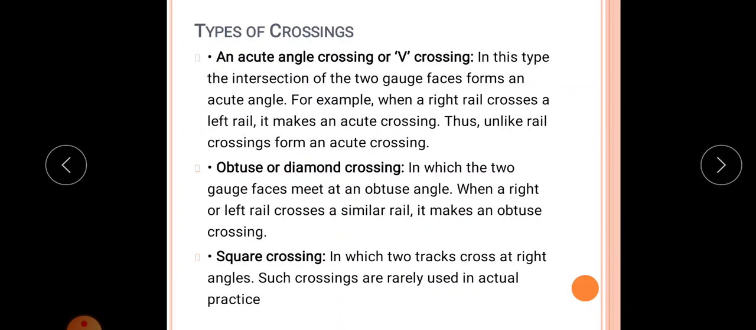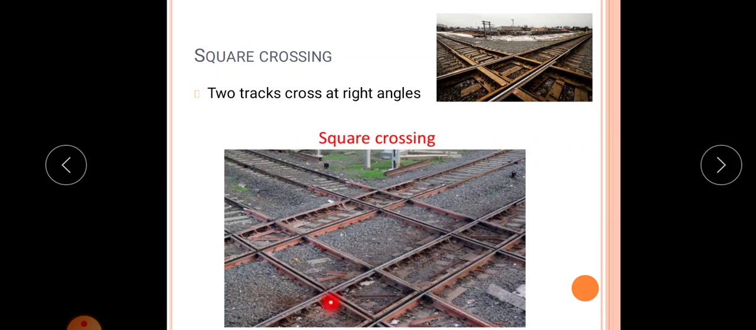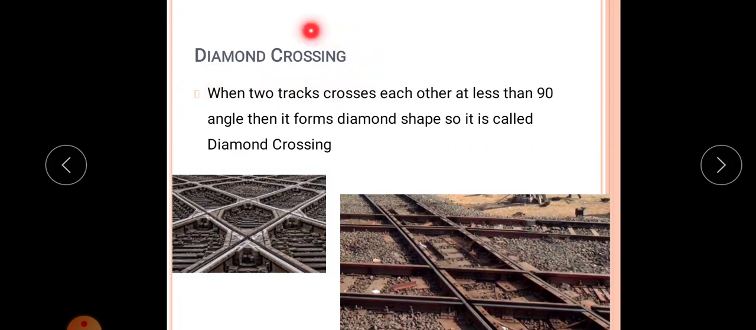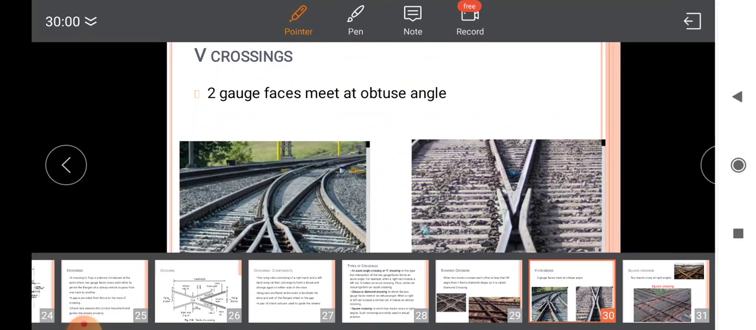Then the last one is the square crossing. Here the two tracks cross at right angles. Such crossings are rarely used in actual practice. This is a square crossing. I think this is not a much familiar type of crossing. It is rarely provided, where two tracks cross at right angles. So these are the different types of crossings: this is the diamond crossing, this is the V crossing, and this is the square crossing.